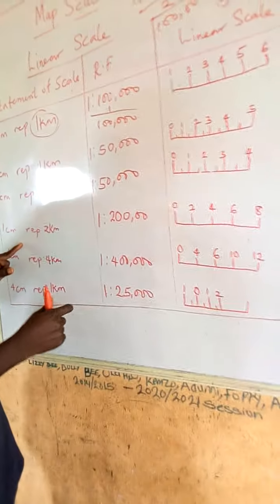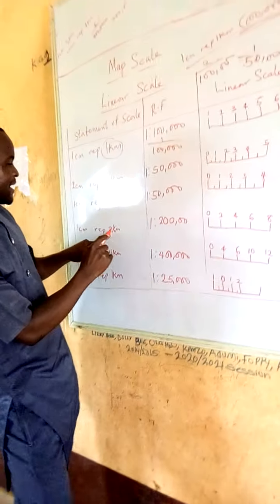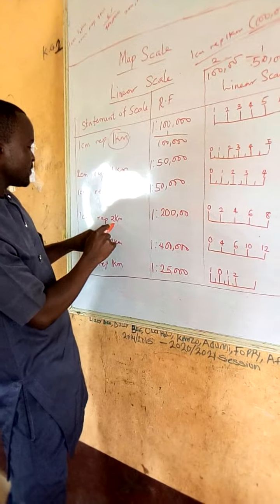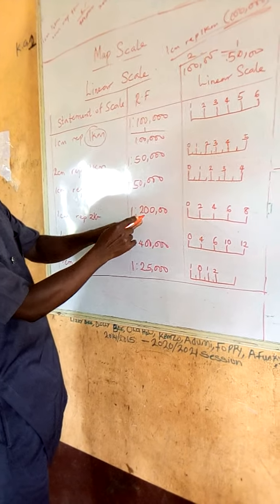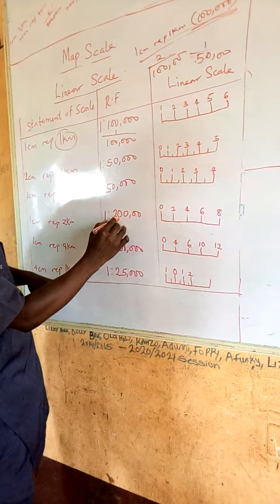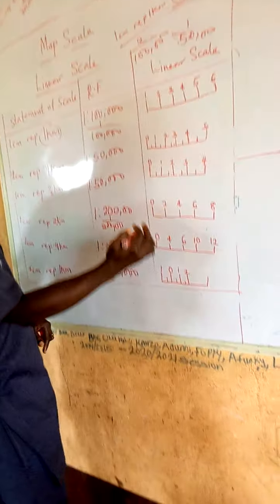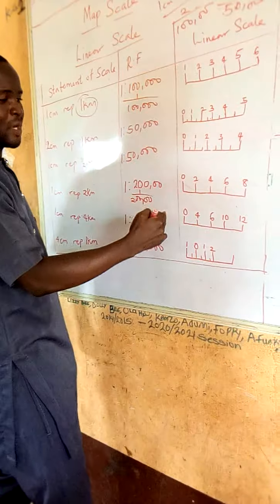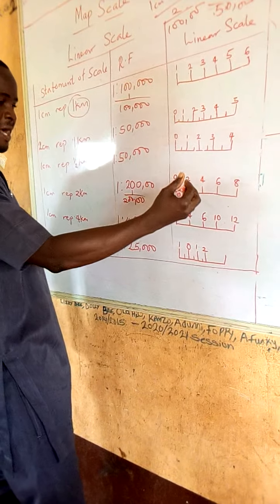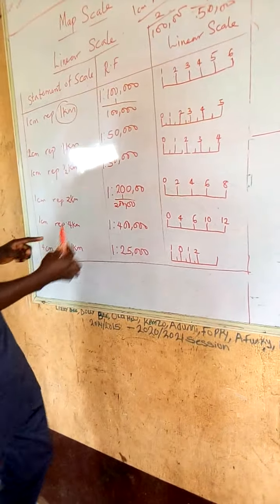You go to the fourth one, 2 centimeter rep 1 kilometer. It's just saying that 2 times 100, that is 200. 1 over 200,000 or 1:200,000. And in the linear form now, it's going to be the second minus the first one, the third minus the second one. You have 200,000.